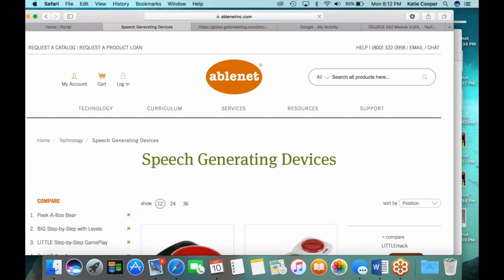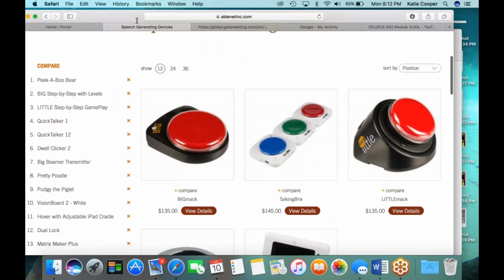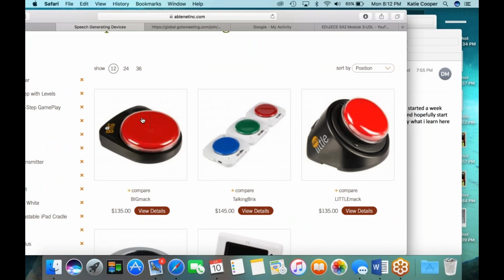All right, this is probably where we're going to go. Okay, so these are single message switches. This is something where I would push this big red button, and there's a button on the side, and I would say ball, and there would be a picture of a ball on it, and the student would touch it and it would say ball. So it's just a single switch. You put one message on it.